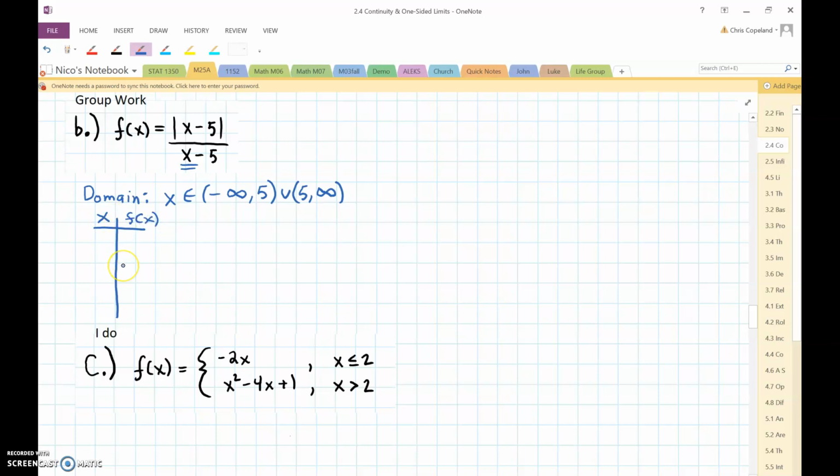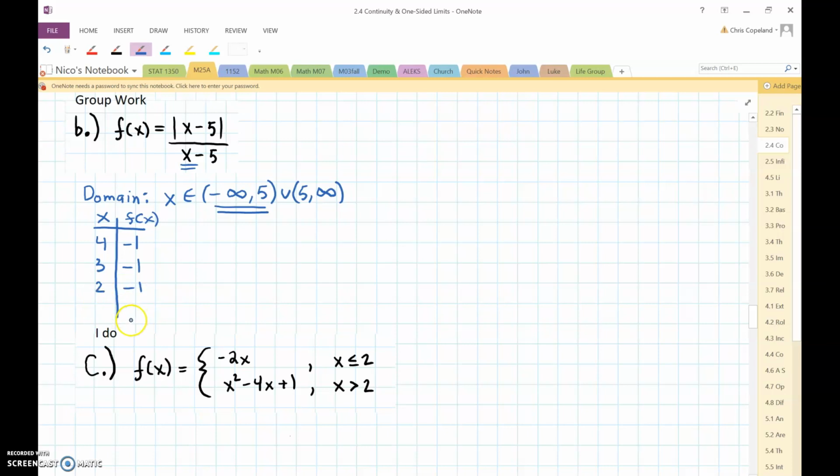Alright, so let's pick numbers in this interval first. So let's try 4. I'm going to plug 4 into this function. The numerator would end up being positive 1. The denominator would be negative 1. So overall this would be negative 1. If I pick 3, the numerator would end up being positive 2. The denominator would end up being negative 2. So again, negative 1. So I think you can see here as we continue to pick numbers smaller and smaller in this interval, it's going to end up being negative 1.